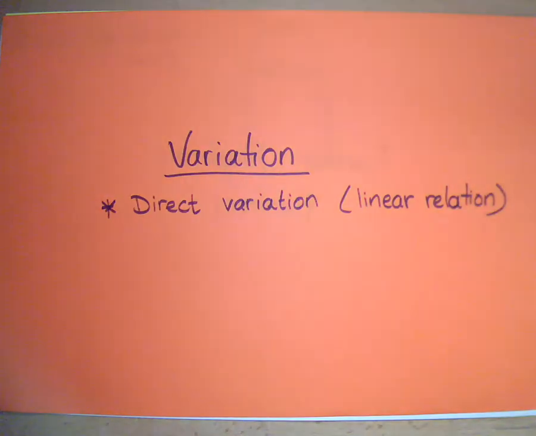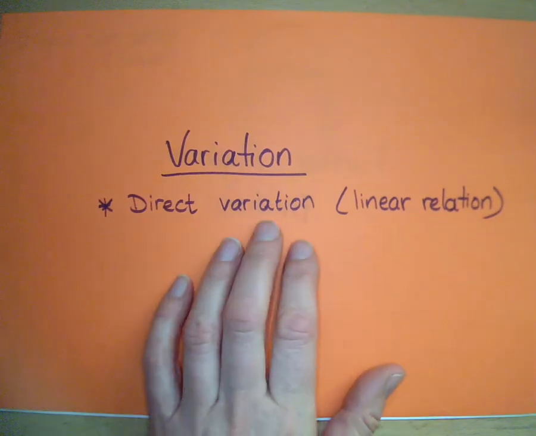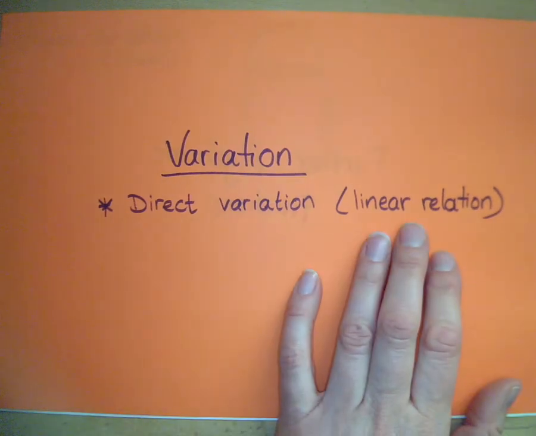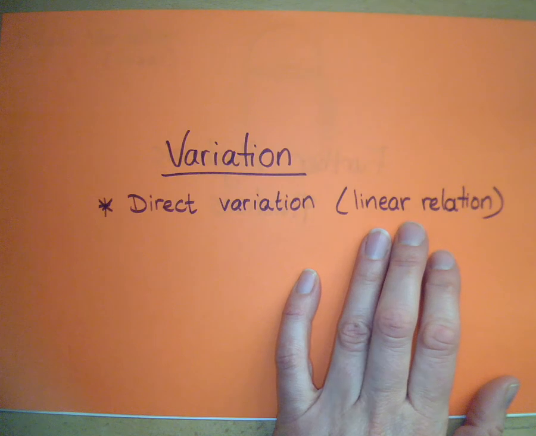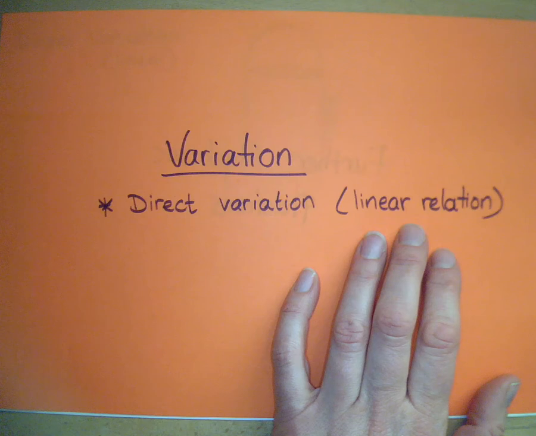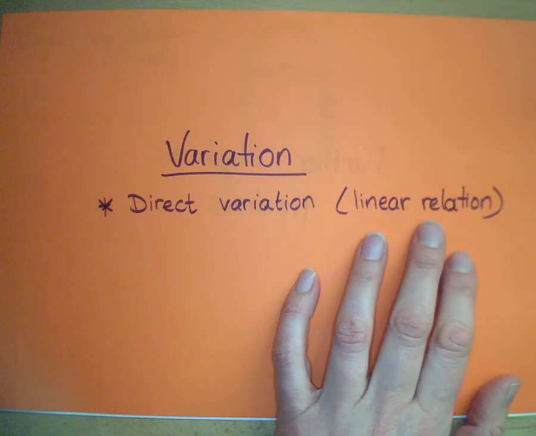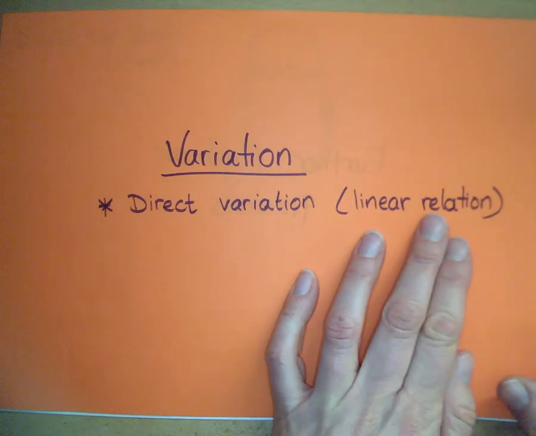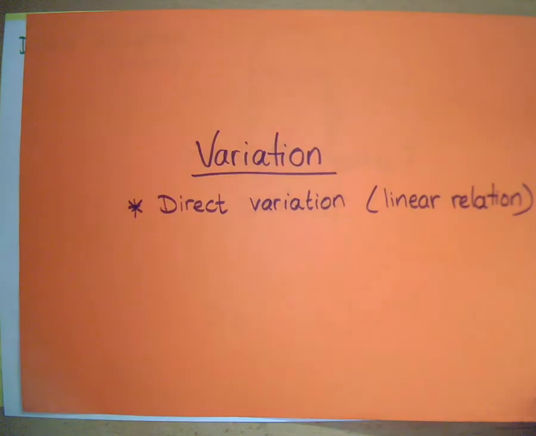Hey, we are going to do a series of lessons on variation. We're going to look at direct variation and inverse variation. We're starting with direct variation, and today we're only going to look at direct variation where the relationship is linear. So when it's graphed, it's a straight line. So what is direct variation?